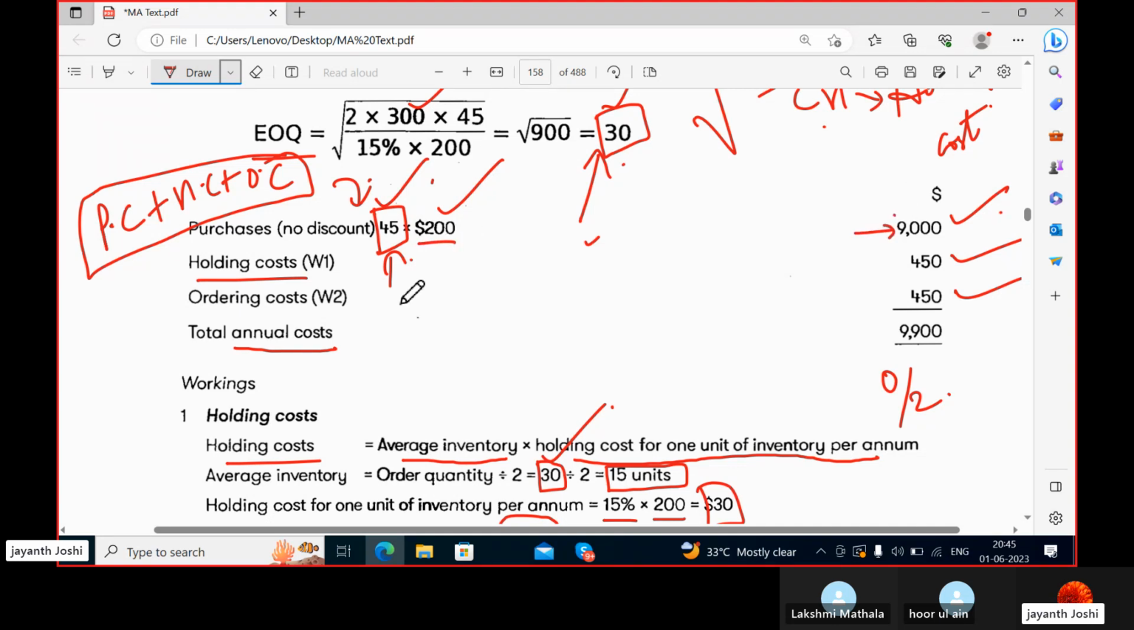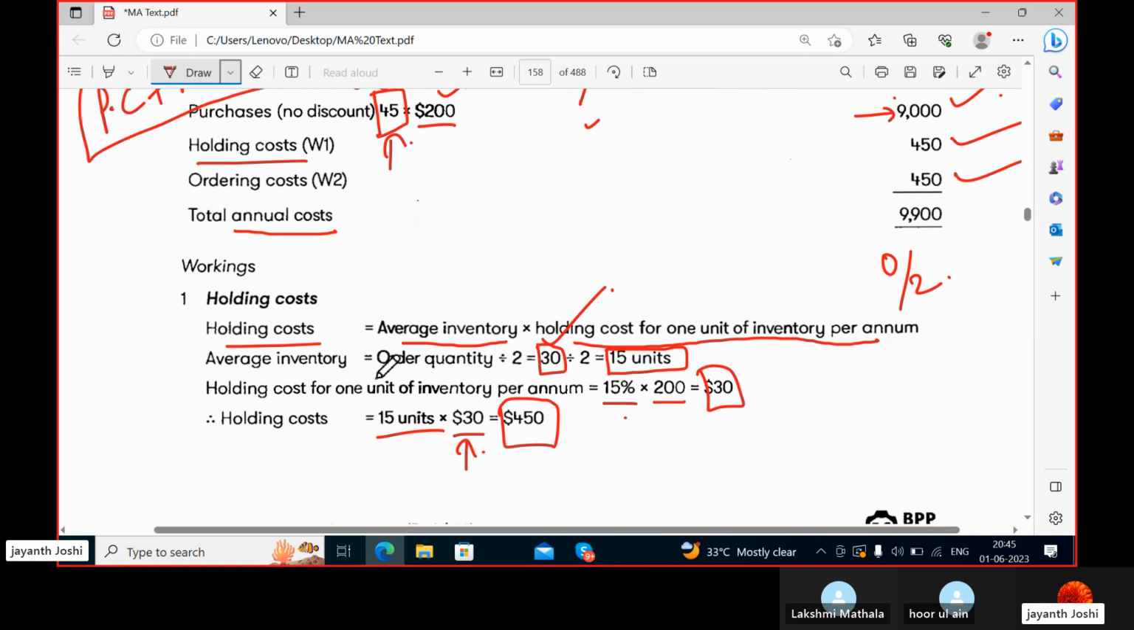You always maintain your inventory at EOQ as per the first scenario. So you want to maintain always on an average 30 units. So what we saw is we found out the holding cost. We took the average quantity, that is 15 units of average inventory, and we multiplied that with the holding cost, and we got the total holding cost.